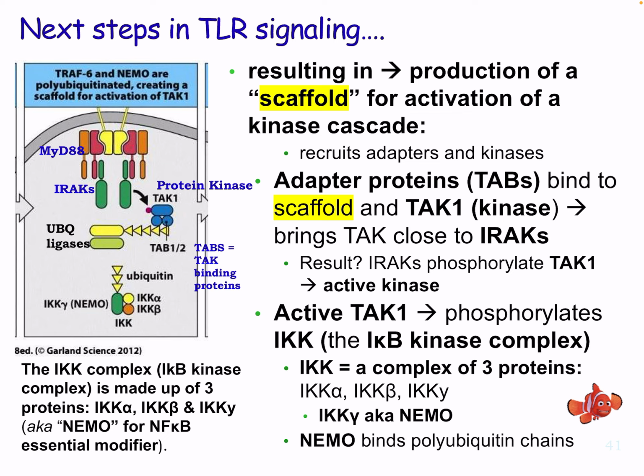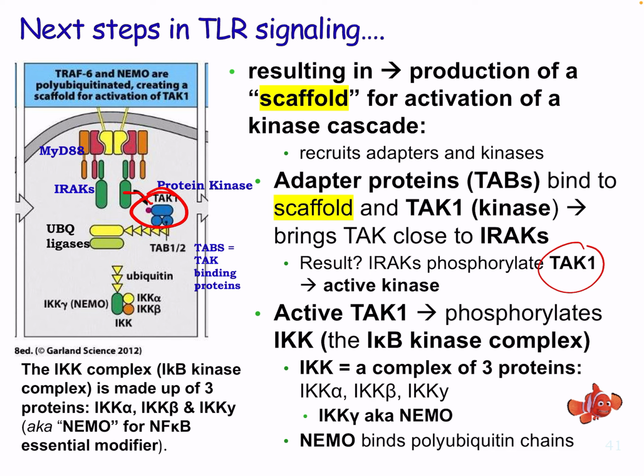So the next steps in TLR signaling, this results in the production of a scaffold for the activation of the kinase cascade. This recruits adapters and kinases. These adapter proteins, or TABs, bind to the scaffold and TAK1. This brings TAK1 close to the IRAKs. The result is that the IRAKs phosphorylate TAK1 and activate the kinase. So we can see that here. IRAK becomes close to TAK1, activates the kinase.